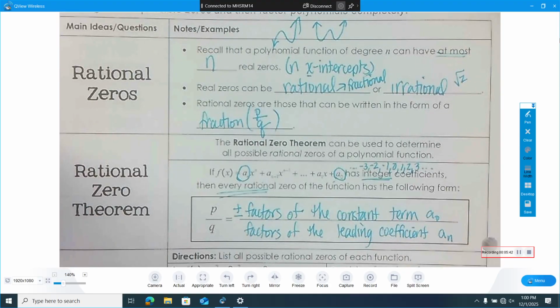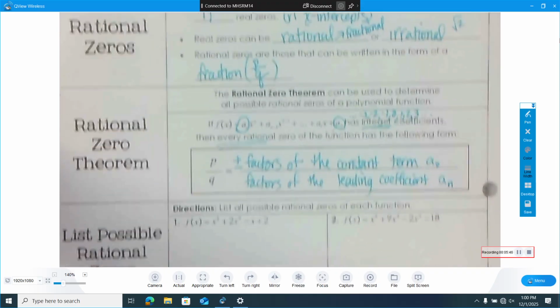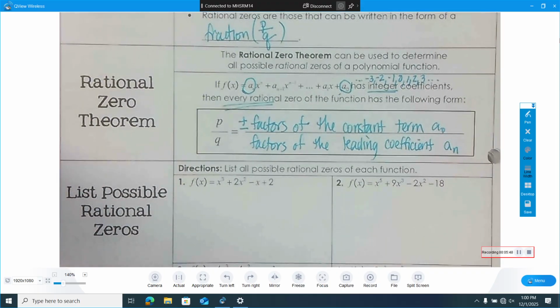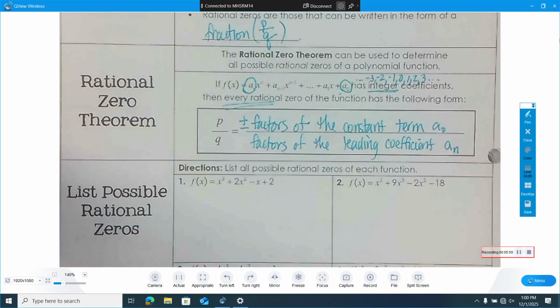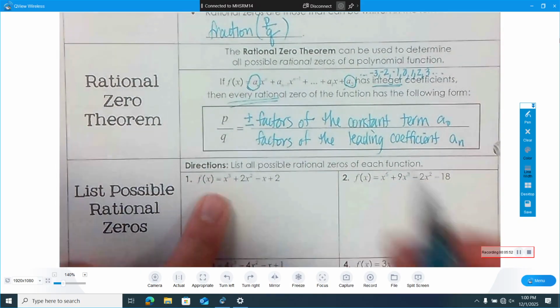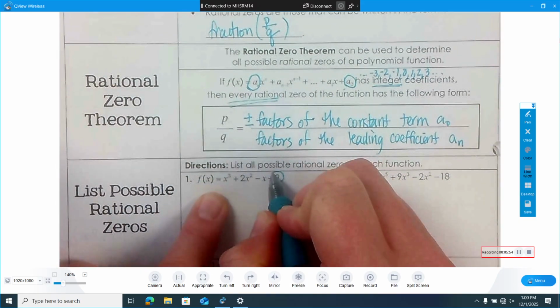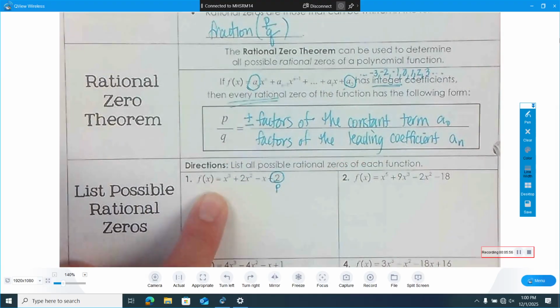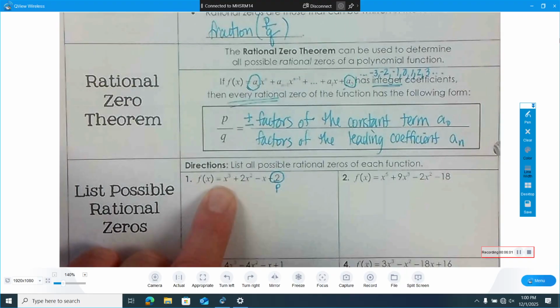What does that mean? That is very long and drawn out. So we want to just create a little list of the possible rational zeros, which is kind of interesting. So this right here is the 2. That is our P. And the Q, what number is in front of x cubed there?